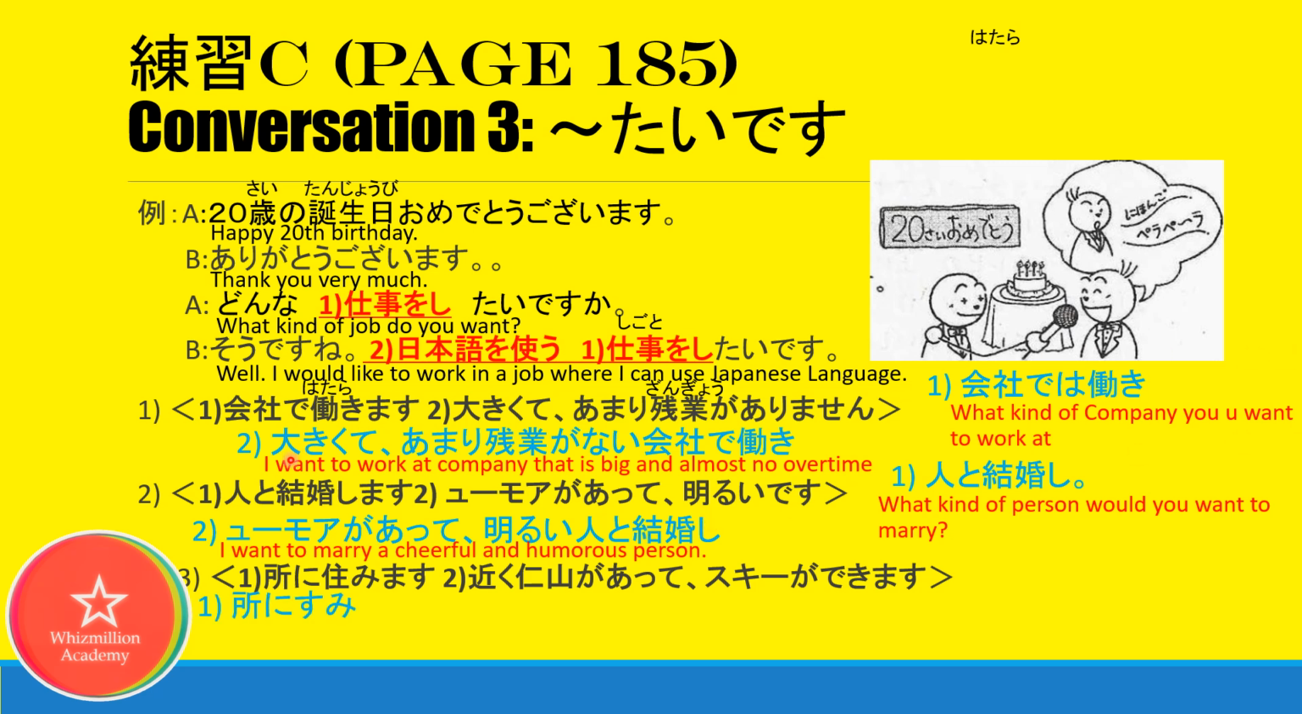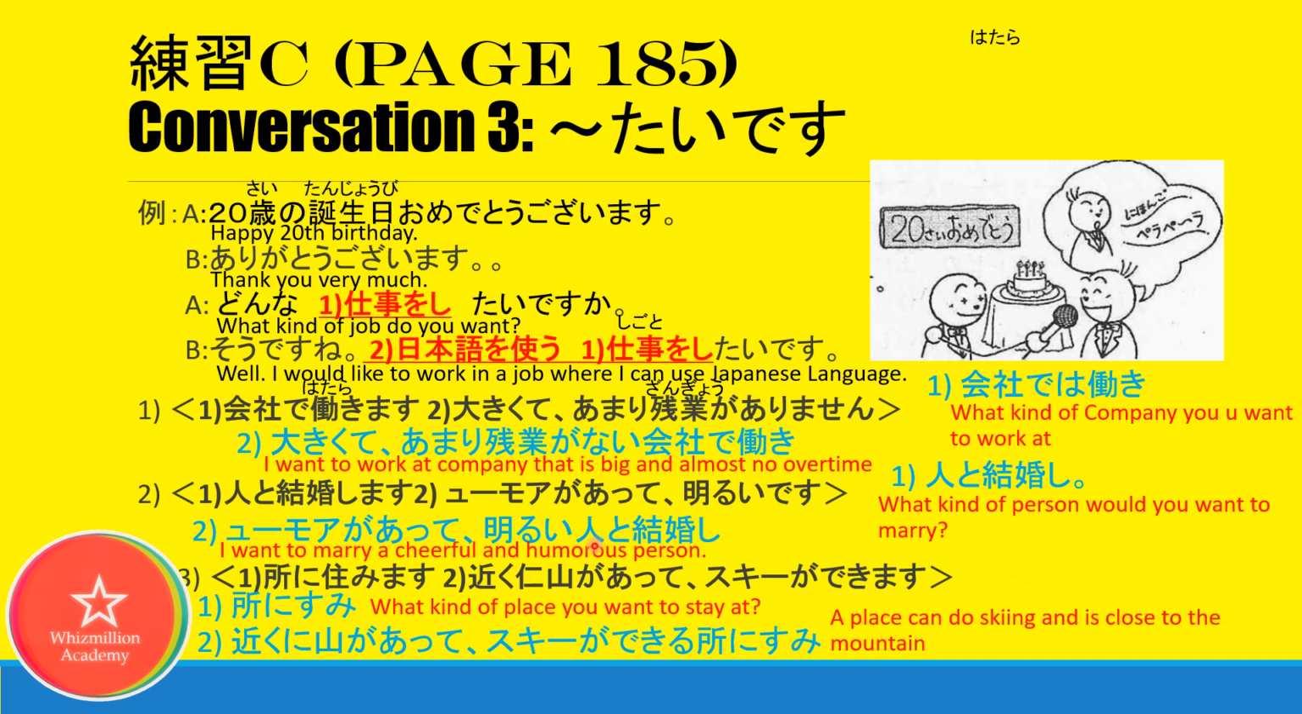Question number 3. どんなところに住みたいですか? What kind of place do you want to live in? そうですね。近くに山があってスキーができるところに住みたいです。I want to live in a place where I can do skiing and is close to the mountain.